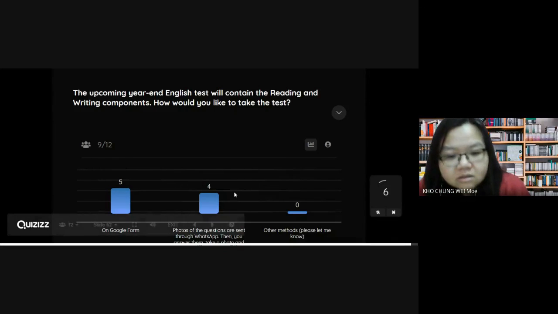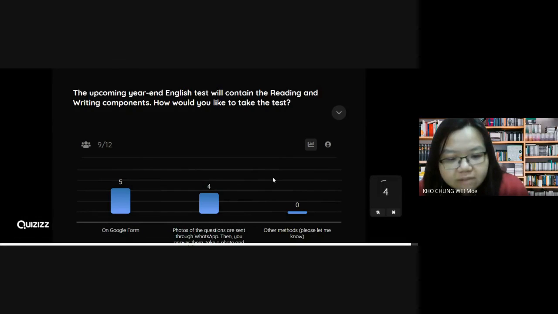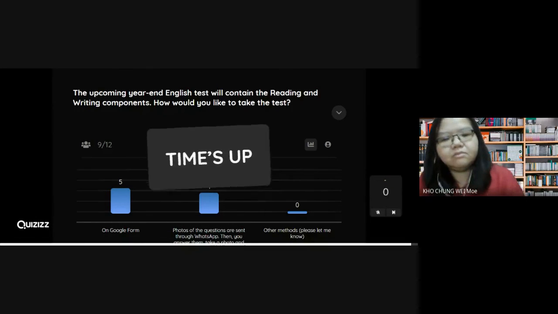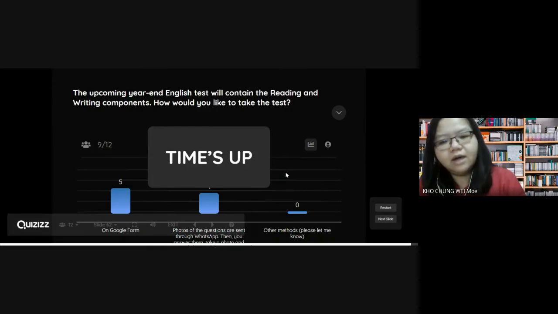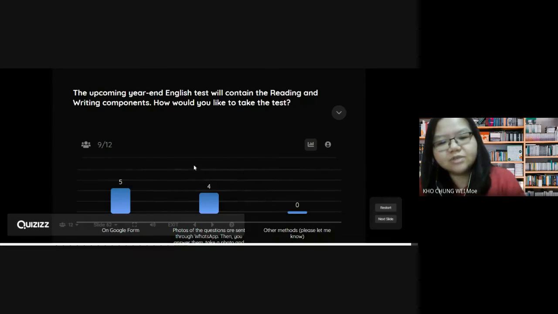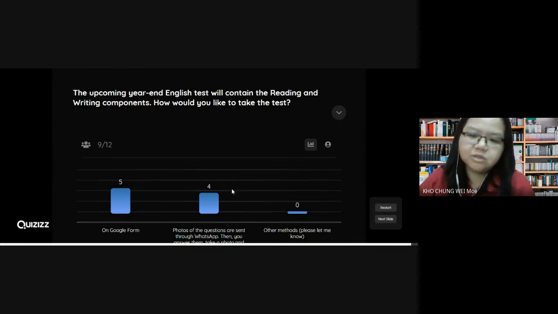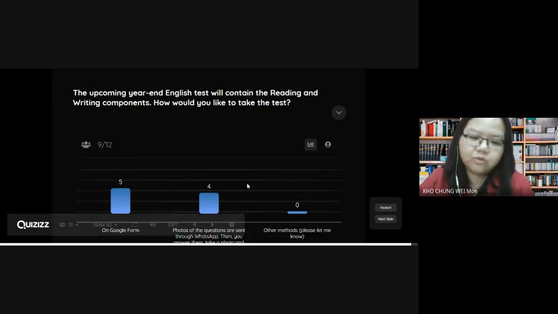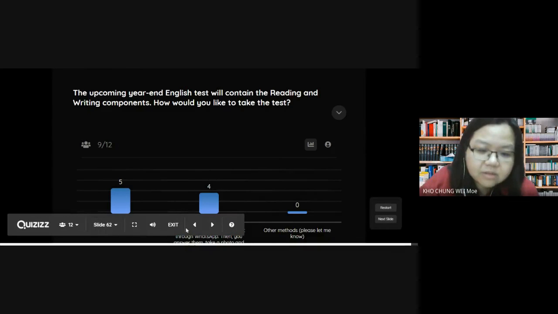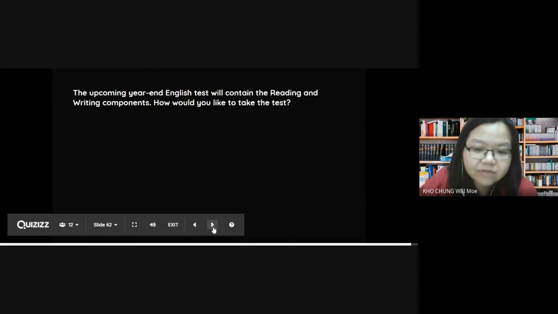Most of you said on Google Form. Actually, it's half-half. The other half said on WhatsApp. I cannot guarantee that this will be the method that we'll be using, but I will let the English panel know so that they will decide on how they want to conduct it. Maybe both modes are possible. Maybe we'll just use both modes. We'll see. All right, so I guess that is the end of today's lesson.